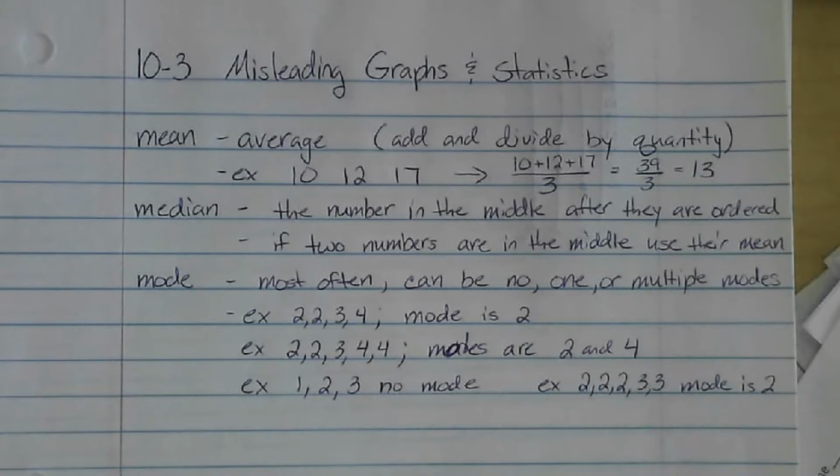Mode. Mode is the number that occurs most often. Now there can be no mode in a data set. 1 mode, 2 modes, multiple modes, doesn't matter. Let's look at the examples.